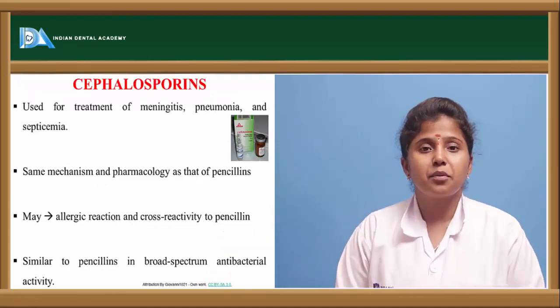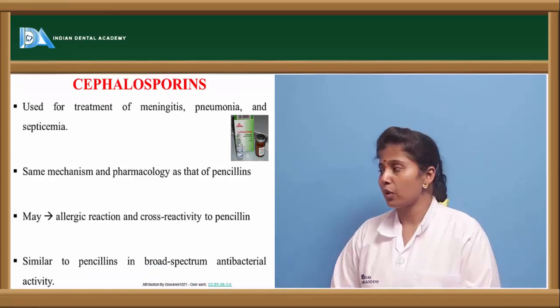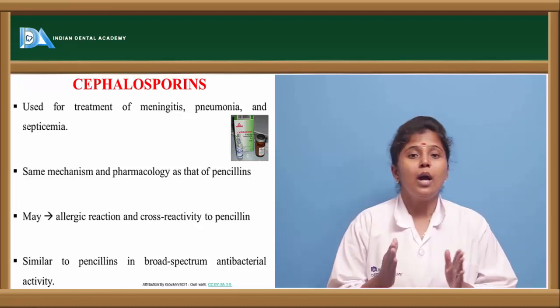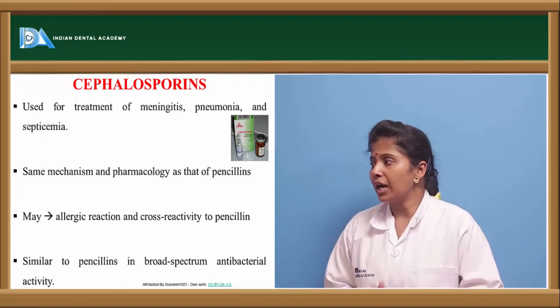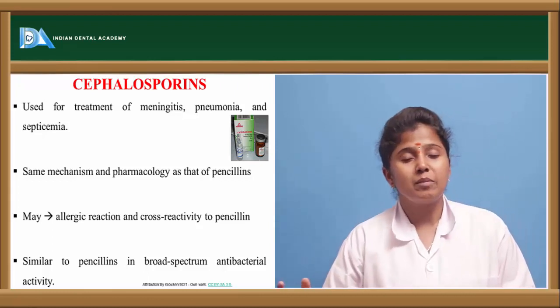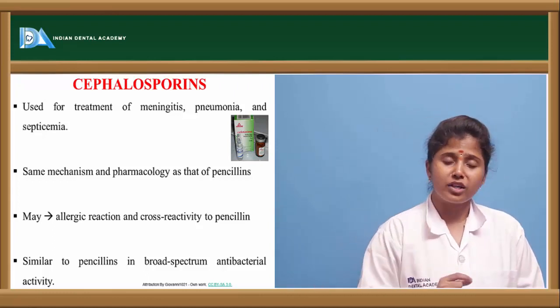Now the other type of beta-lactam drugs are cephalosporins. Cephalosporins are used to treat infections of the meninges, pneumonia and septicemia. As these also contain a beta-lactam ring, they only have a small functional group change.